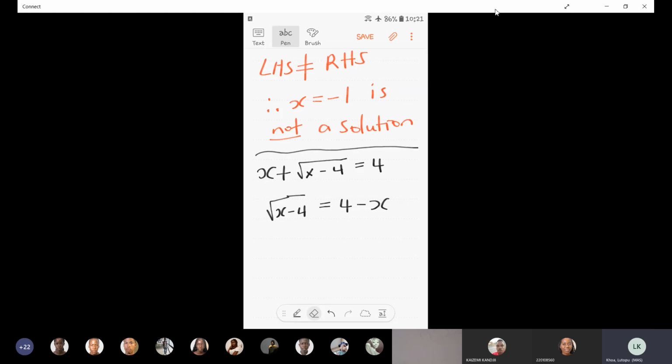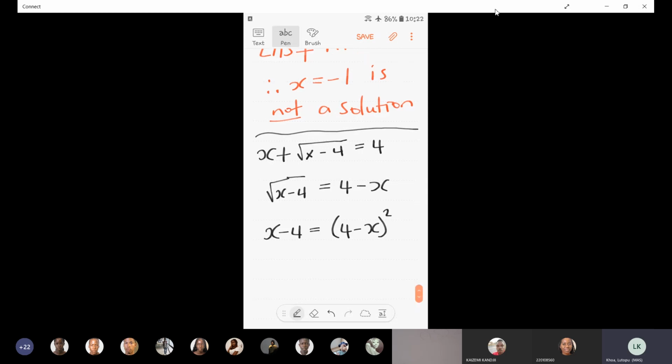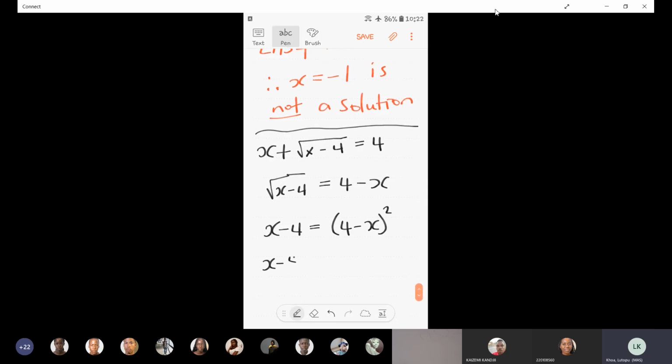If I had squared both sides over here, you will notice that in the next step I will still have a square root, and that will make my work more difficult because I will then have to square again to get rid of that new square root. So isolate the square root as much as possible, if possible, and then you square both sides. So when I square both sides, I will have x minus 4 equal to (4 minus x) squared.